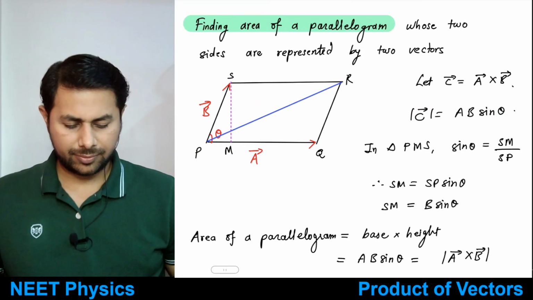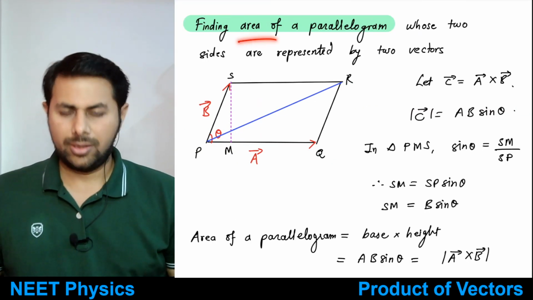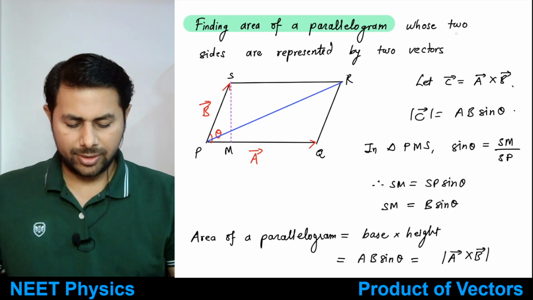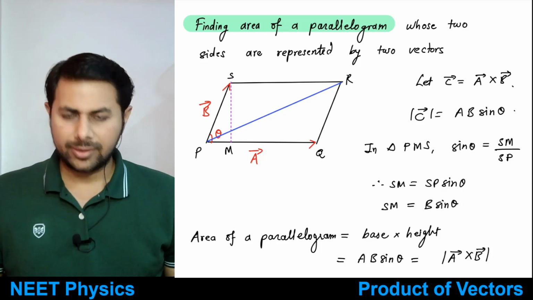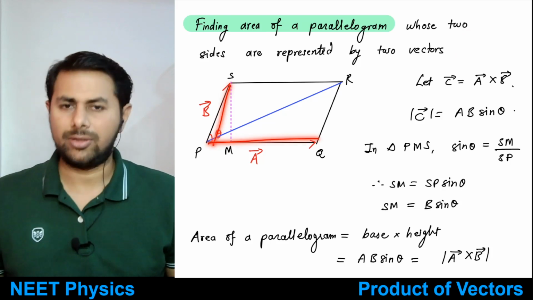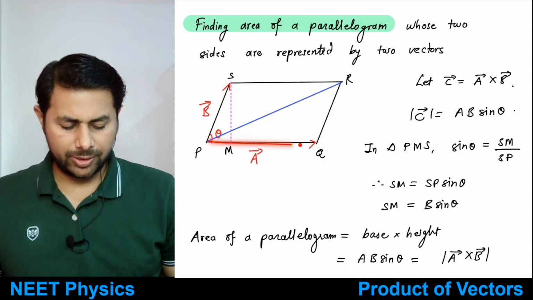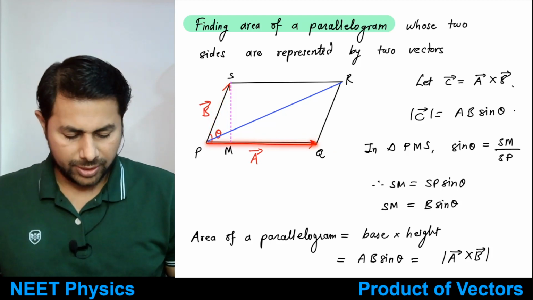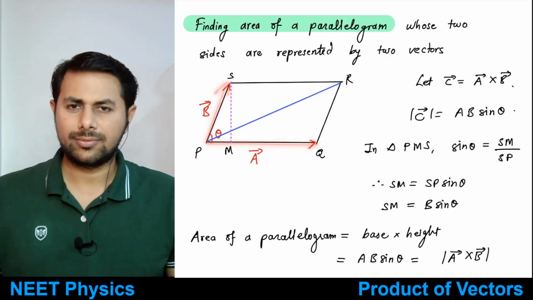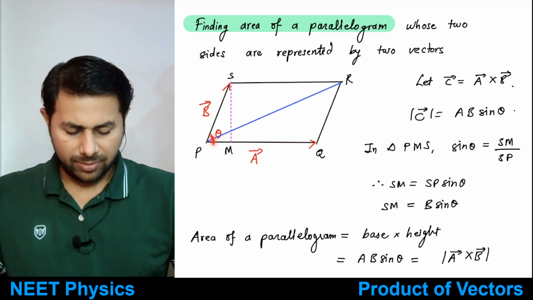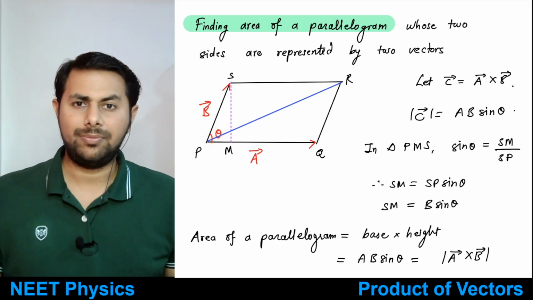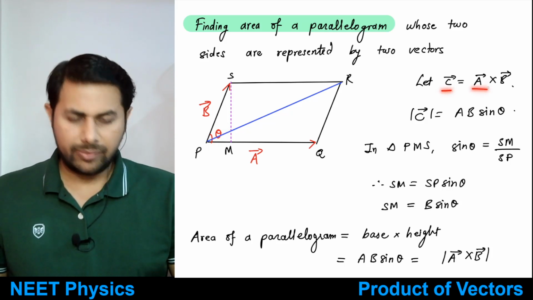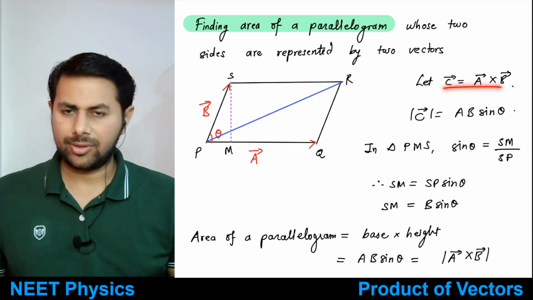Now what is the geometrical meaning of vector product? The geometrical meaning of vector product is the area of a parallelogram. Suppose two vectors represent two sides of a parallelogram, this is A bar and this is B bar, and the angle between them is theta. Then C bar is A bar cross B bar, the vector product of A and B.